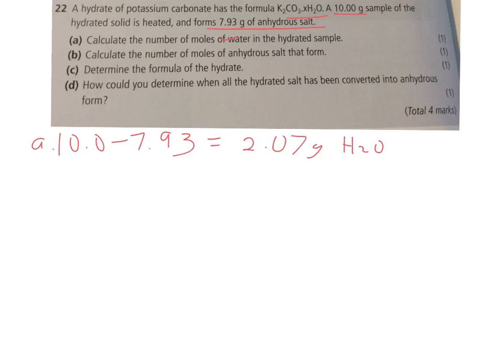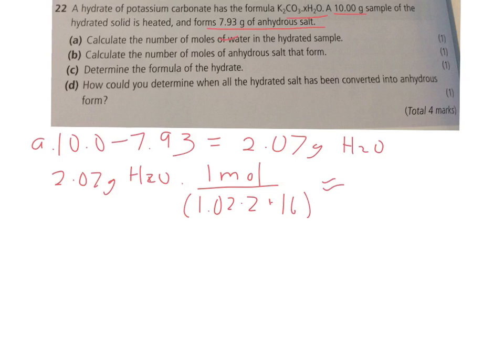But it asks for the number of moles of water, so take 2.07 grams of H2O, and to find the amount of moles you have to multiply it by the reciprocal of the molar mass, so times 1 mole over the molar mass of water, which is 1.01 times 2, because there are 2 hydrogens, plus 16. And this is approximately 0.115 moles of H2O. So that's the answer for A.